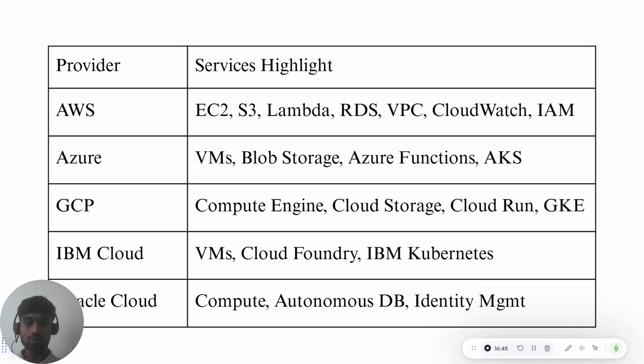Then there is Azure. Azure provides virtual machines, then blob storage, then Azure Functions. Then there is GCP, Google Cloud. It provides Compute Engine, Cloud Storage, and Cloud Run. Then there is IBM Cloud, which also provides virtual machines, Cloud Foundry. And there is Oracle Cloud, which provides services for computing, then autonomous database, identity management. So these all are the providers and their services.